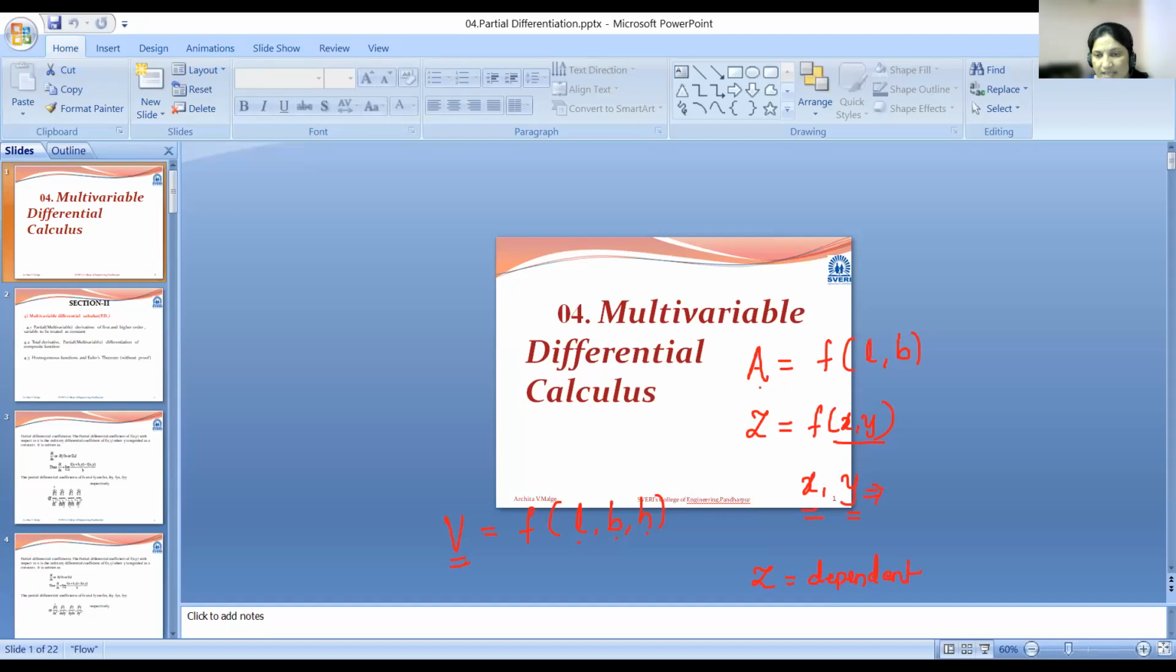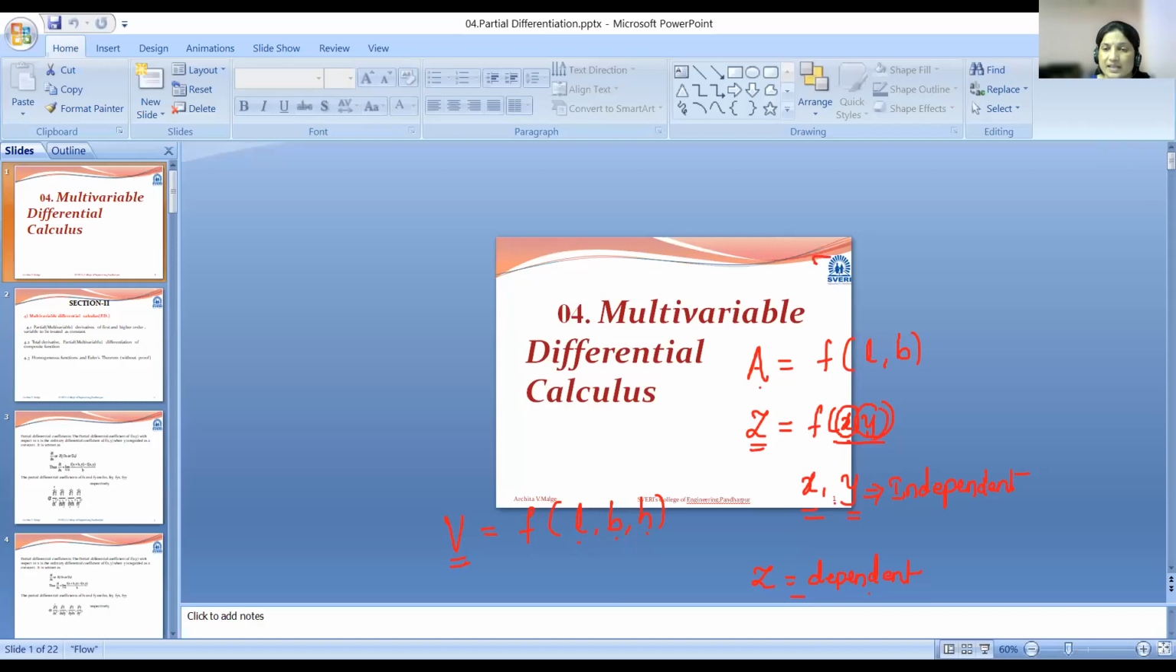Why is it known as independent? Anyone can tell me that? Why are x and y called independent and z called a dependent variable? z is a dependent variable and x and y are the independent variables. Means z depends upon the value of x and y.